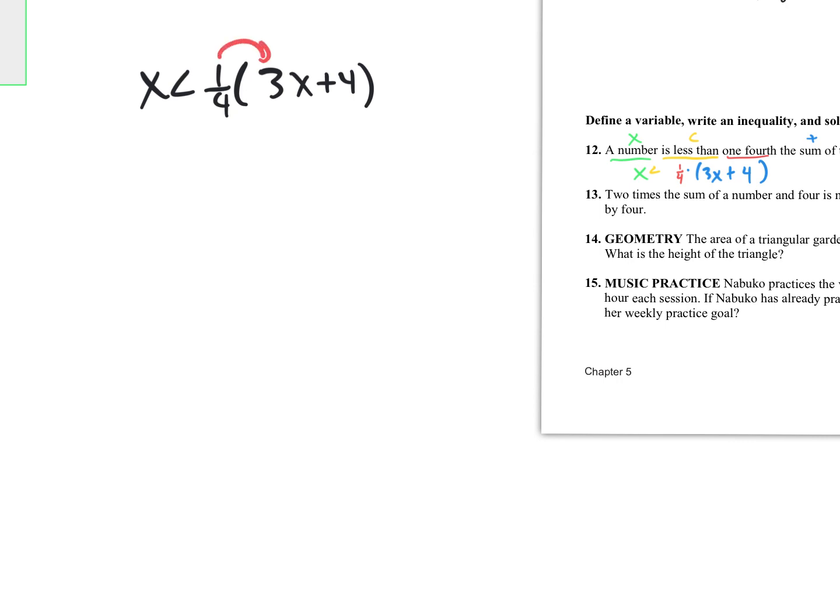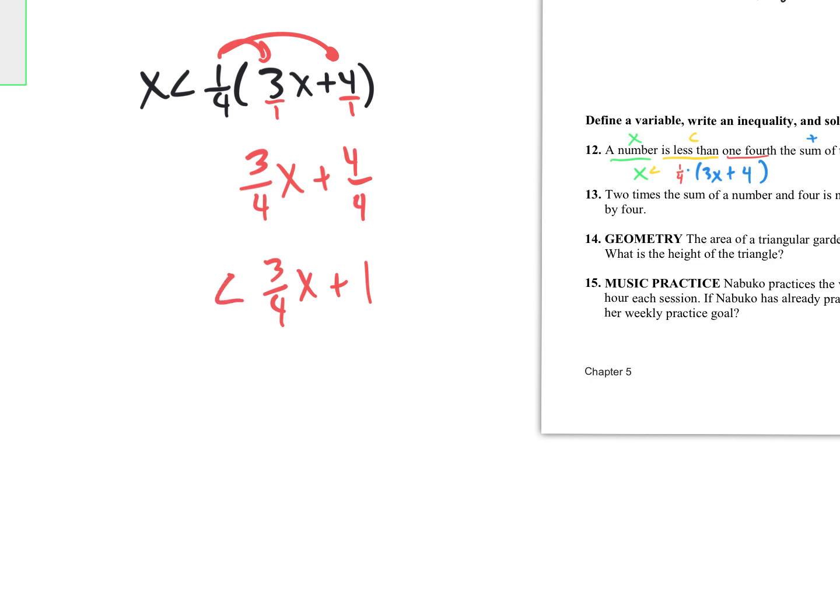1/4 times 3 over 1 with an x will be 3 over 4 with an x, right? 1 times 3 is 3. 4 times 1 is 4. 3/4 with an x. Now, when I distribute 1/4 times 4 and put that over a 1, that's easy. 1 times 4 is 4. And on the bottom, 4 times 1 is also 4. And of course, we have a plus sign right there. And 4 over 4 becomes 1. So I have 3/4 x plus 1.